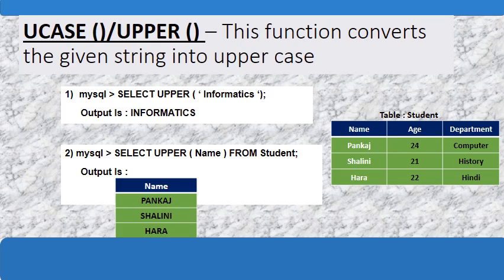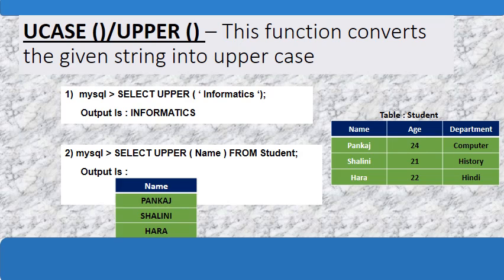Ucase or upper function. This function converts the given string into uppercase. We can discuss this function through examples. First example, select upper informatics. Check the argument. Here the argument is informatics. So the upper function will convert informatics to uppercase.